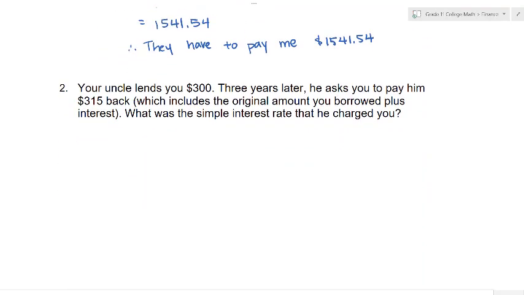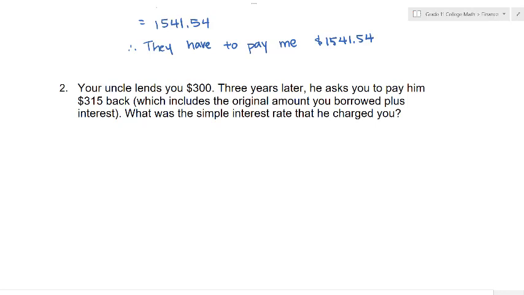All right, next question. Your uncle lends you $300. 3 years later, he asks you to pay him $315 back, which includes the original amount you borrowed plus interest. What was the simple interest rate that he charged you?